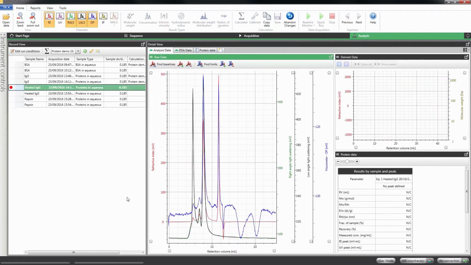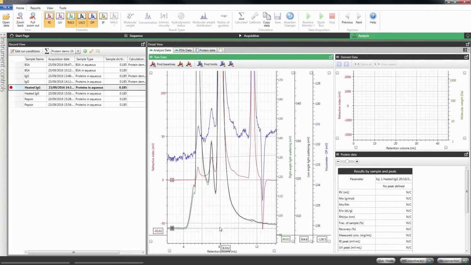Now this, you can see, looks quite different. There's this third very large peak in the light scattering, and of course we know this is going to be some more aggregates that we've created by heating up our sample. So I'm going to go through the same routine though, just to keep everything consistent.